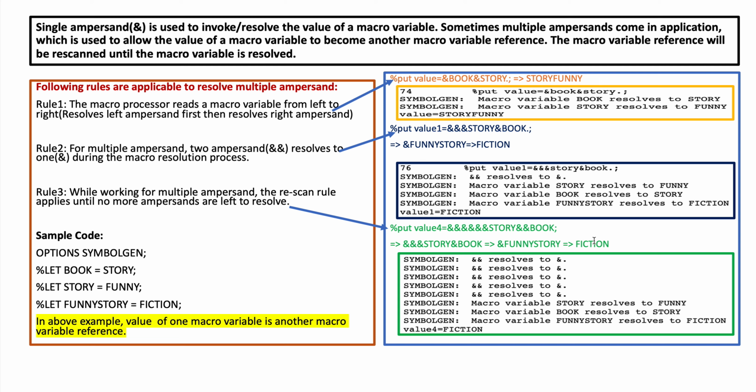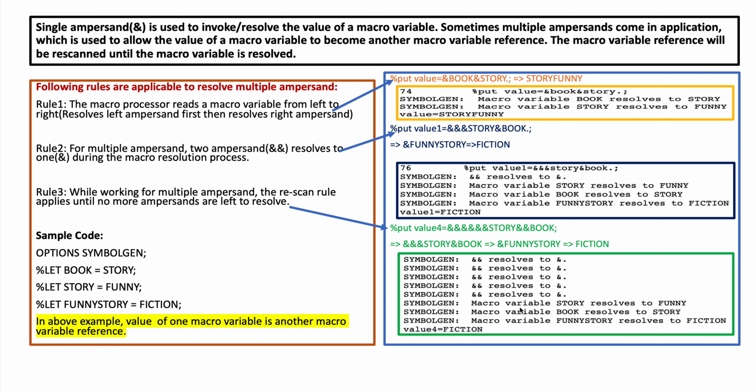In this way, multiple ampersands work. In the log window, we observe here 1, 2, 3. That means the first 3 come from 6 ampersands resolving to 3 ampersands. And the fourth one comes from the second, 2 ampersands equal to 1. And the fifth one comes from the second step, where 2 ampersands resolve to 1 ampersand. That's why we obtain the fifth one. And story resolves to funny, book resolves to story, and finally funny story resolves to fiction.